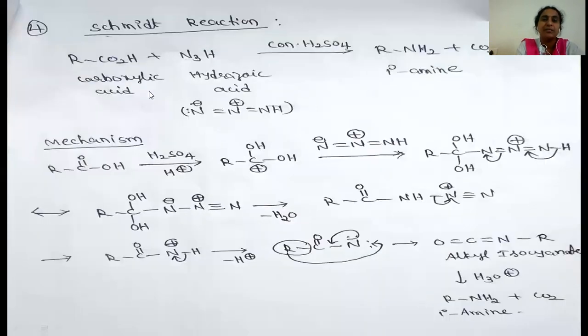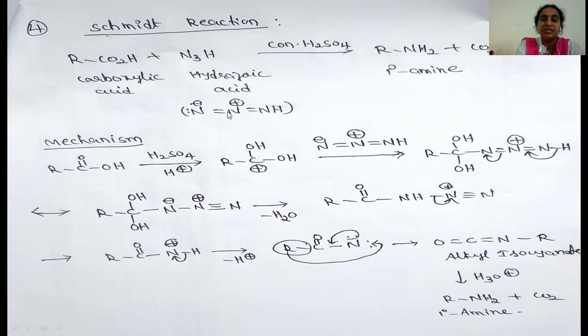So the next preparation method is the Schmidt reaction. In the Schmidt reaction, the starting reactants are carboxylic acids, that is CO2H, which react with N3H, which is called hydrazoic acid. This is the structure of N3H. Here this nitrogen has the minus charge because it has only two bonds, and it has one lone pair of electrons.